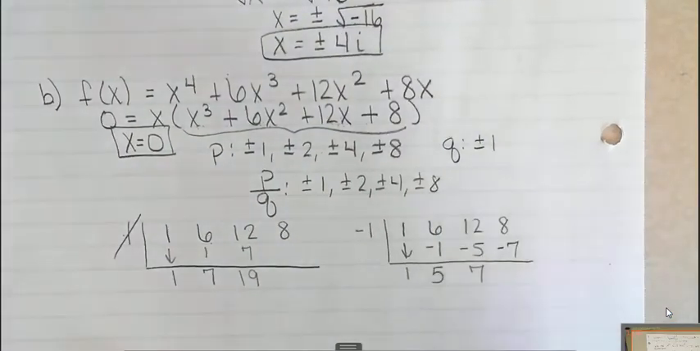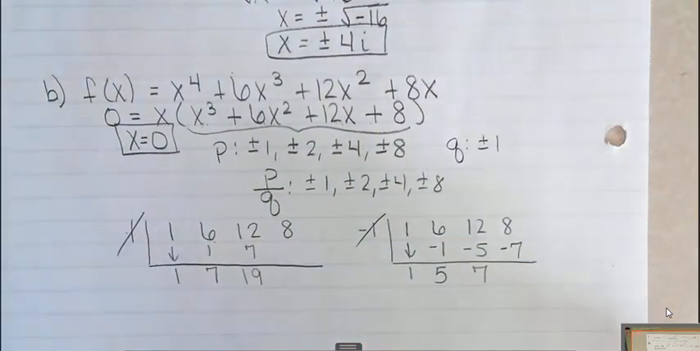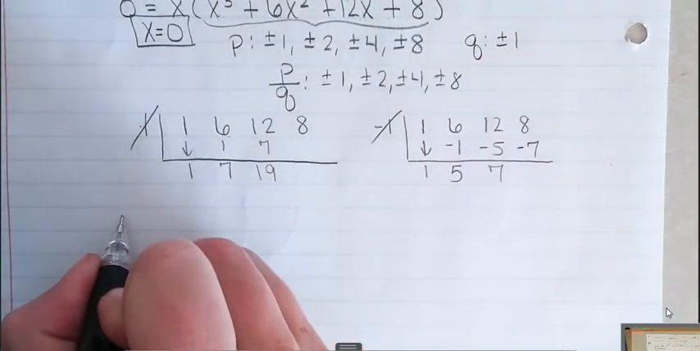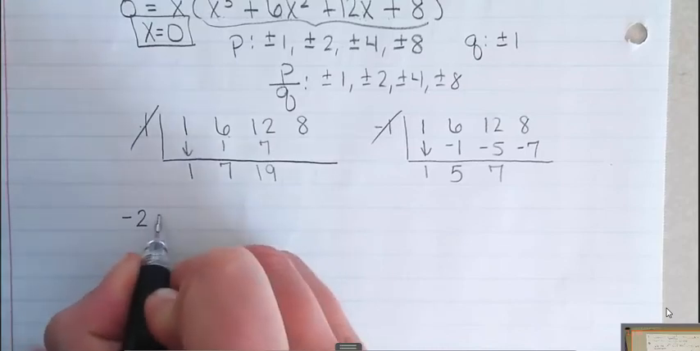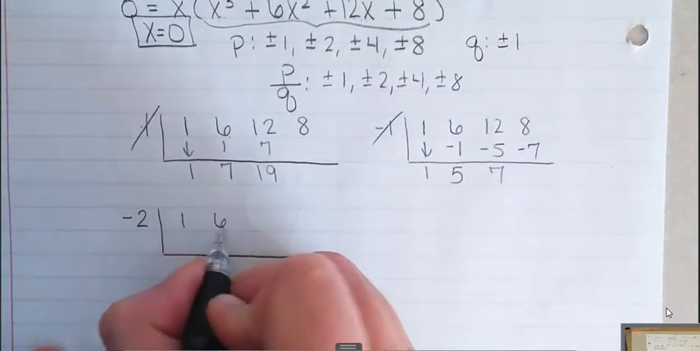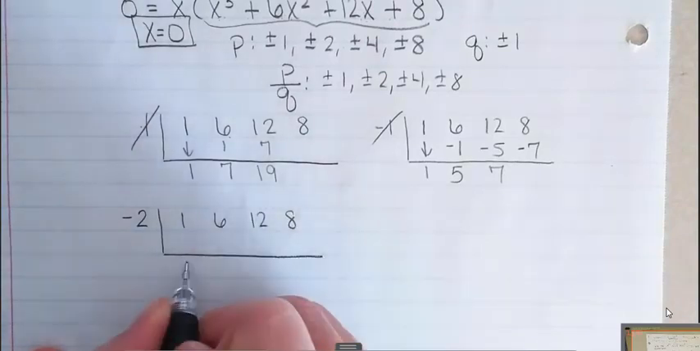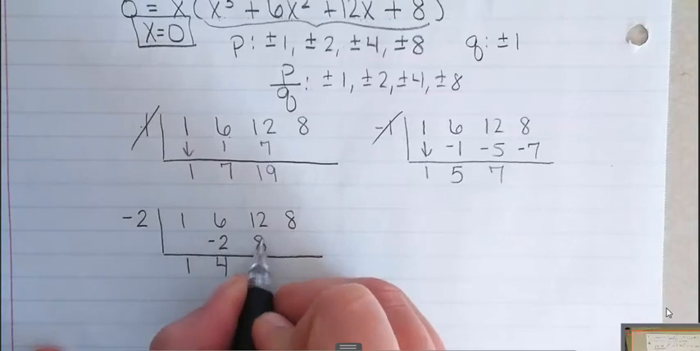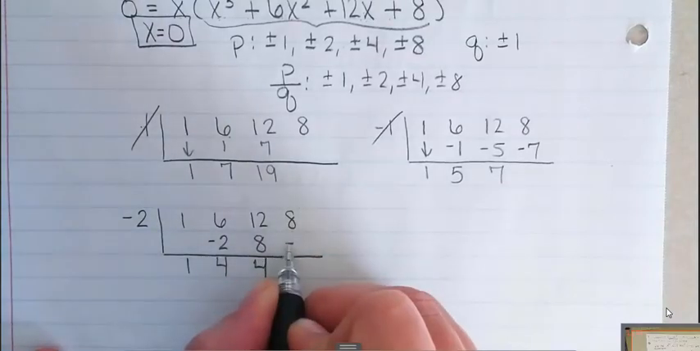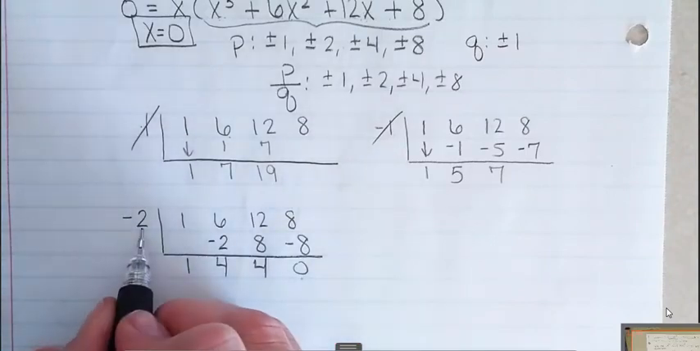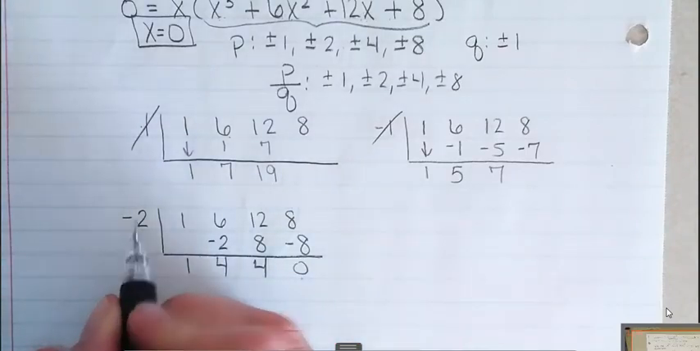Nope, pretty close, but negative 1 also didn't work. Okay? Guess what? 2 also doesn't work. So I'm going to go ahead and skip to one that does work. How about negative 2? And sometimes this can be tedious. And there we go. So I finally got my remainder of 0, which tells me that x equals negative 2 is another root.